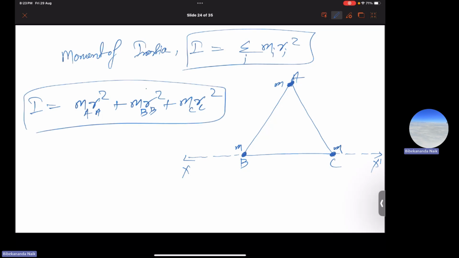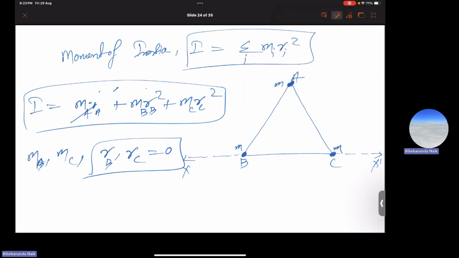However, since the mass at B and mass at C are on the axis only, for m_b and m_c, r_b and r_c are both 0 because they are on the axis. So we have m_a r_a square, m_b r_b square is 0, m_c r_c square is 0.